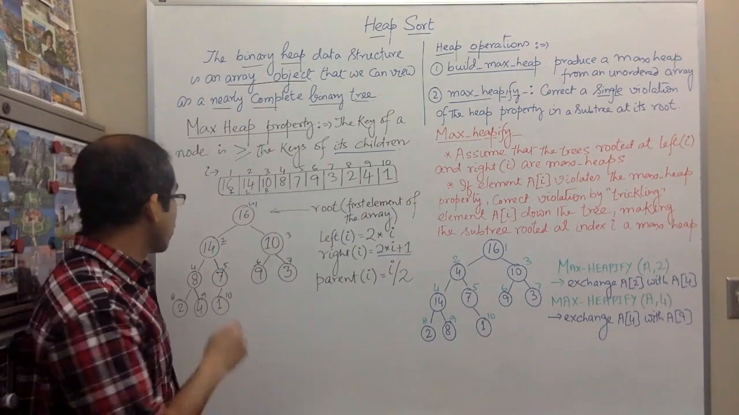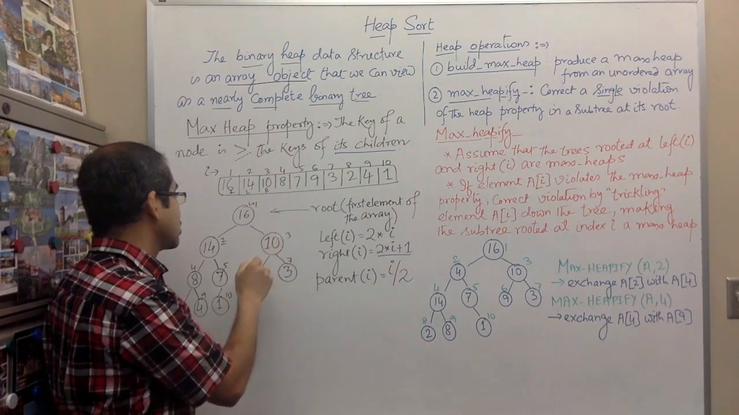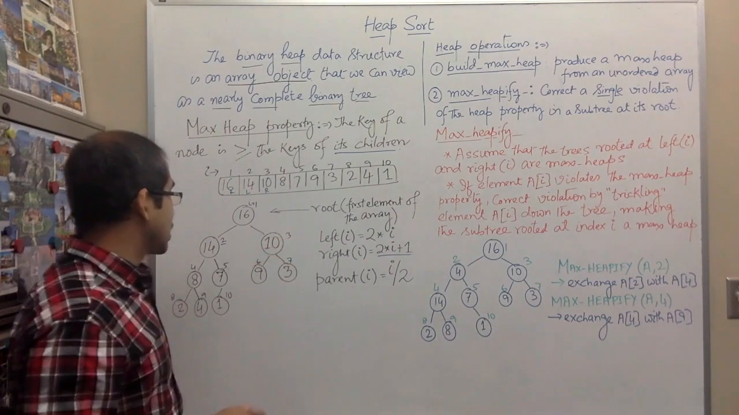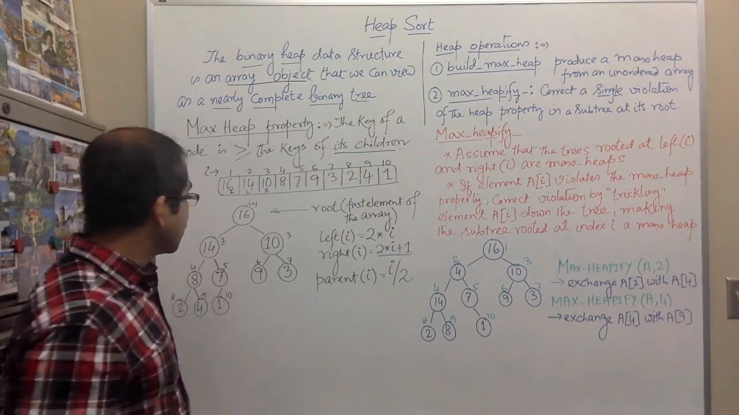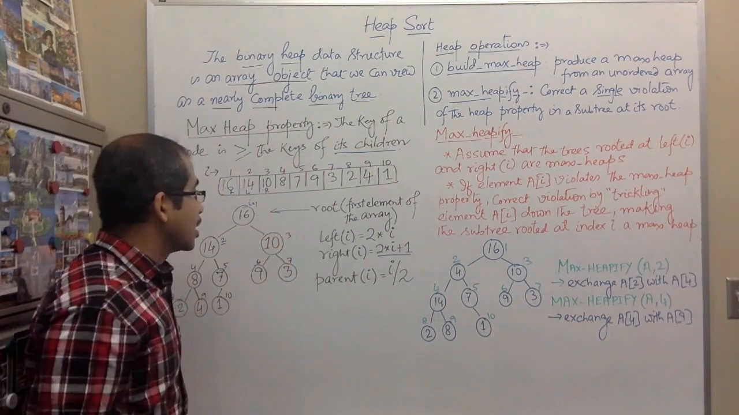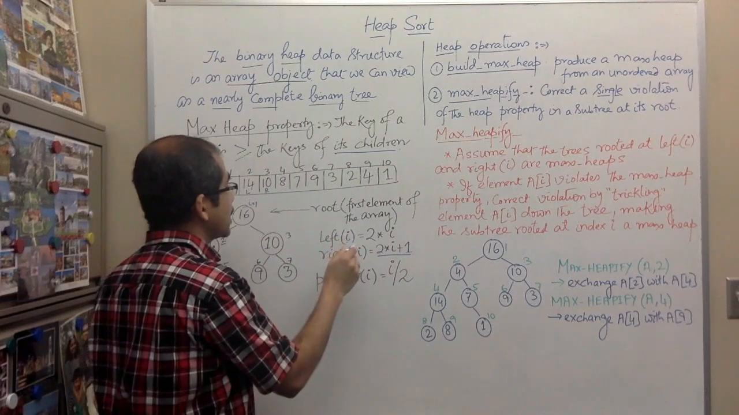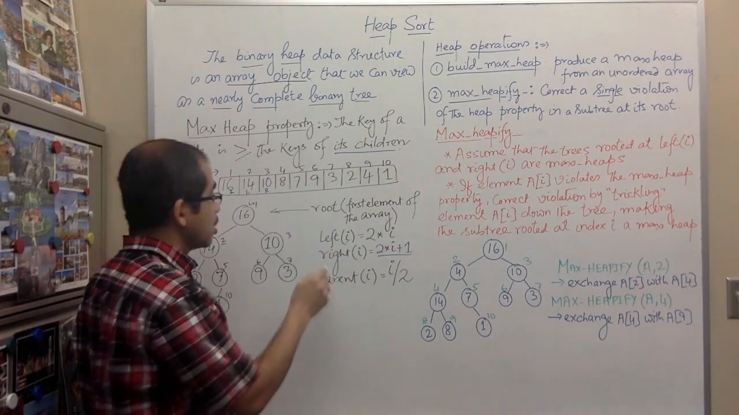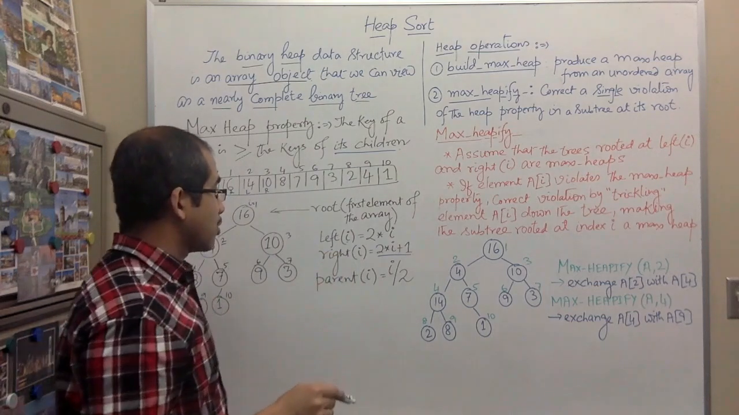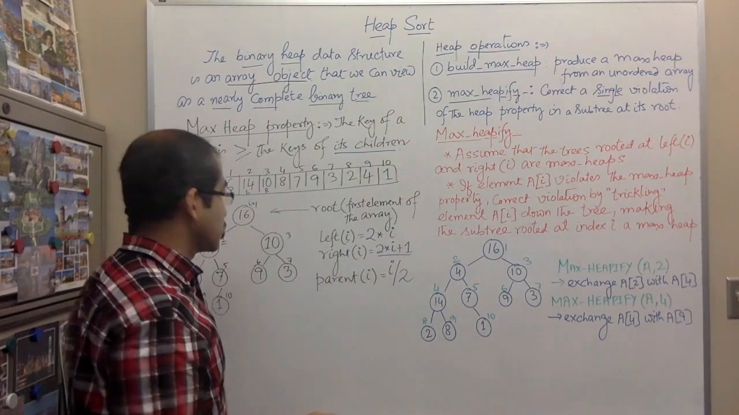of 14. Okay, so this is always 2i. If this is i, then the children are 2i and 2i plus 1, 2 times i and 2 times i plus 1. Similarly, all of them. So this is how the heap is formed from this array. The left child of index i is at 2 times i, the index of that node, and the right child of the node at index position i is at 2 times i plus 1.